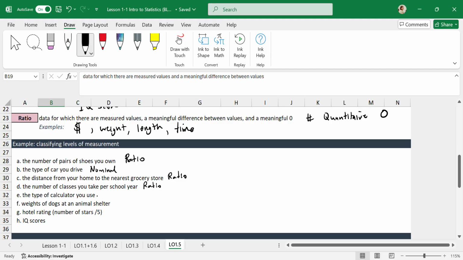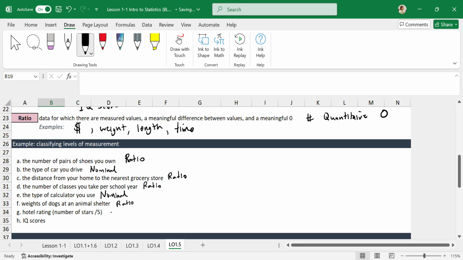The type of calculator you use. The order does not matter, and that would be categories like Texas Instruments, Samsung if they make a calculator, etc. Weights of dogs at an animal shelter. Weight is one of the ones I listed for ratio. That would be ratio because it has a 0.